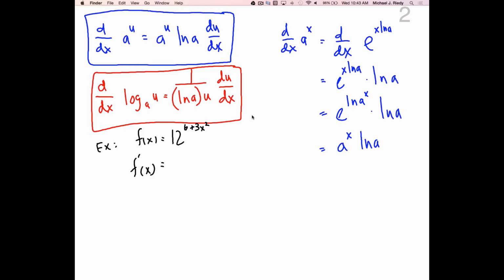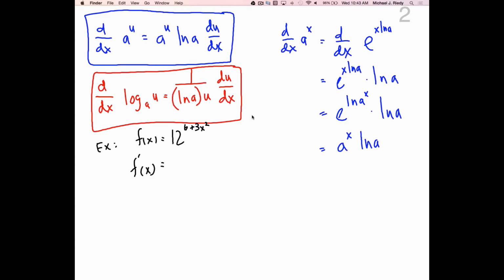For those of you that can't read that, that's 12 raised to the 6 plus 3x squared power. And we want to know the derivative. Are we talking about what's in the blue rectangle or what's in the red rectangle? Blue, good. What's A? 12. What's U? 6 plus 3x squared. Good. So if you're a memorizer, which in this case you might want to be, I'm not a huge fan, but you might want to be, it now becomes a matter of plugging and chugging.